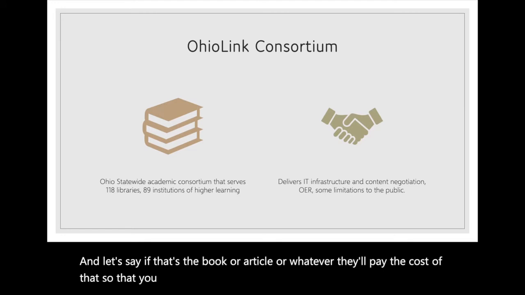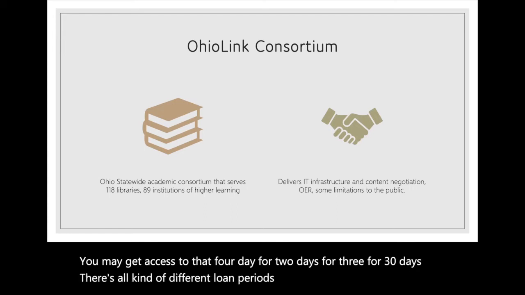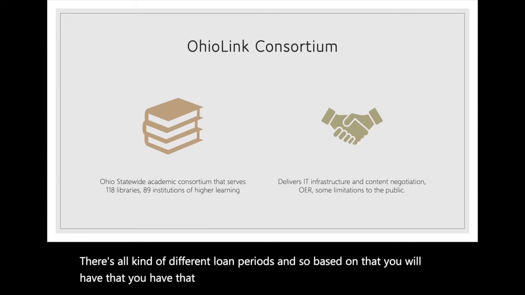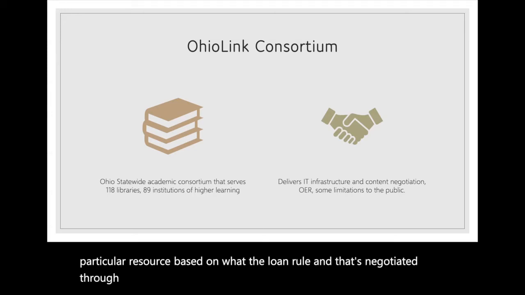so that you can have access to that. If it's an electronic copy, you may get access to that for a day, for 2 days, for 30 days. There's all kinds of different loan periods. And so based on that, you'll get the loan to that particular resource based on what the loan rule is. And that's negotiated through interlibrary loan by the acquisitions department within the library.